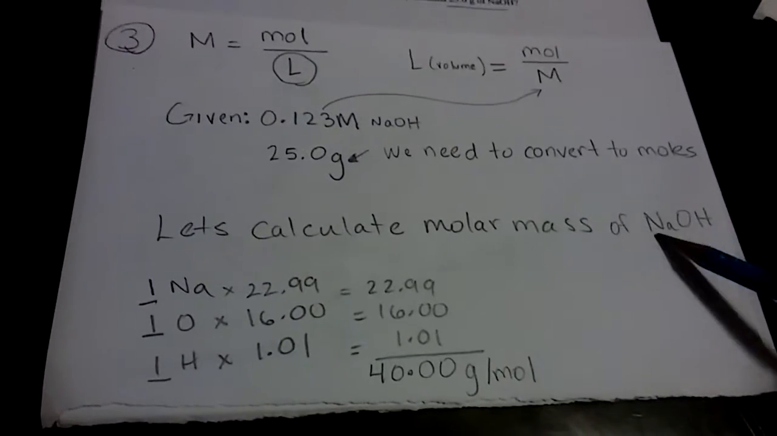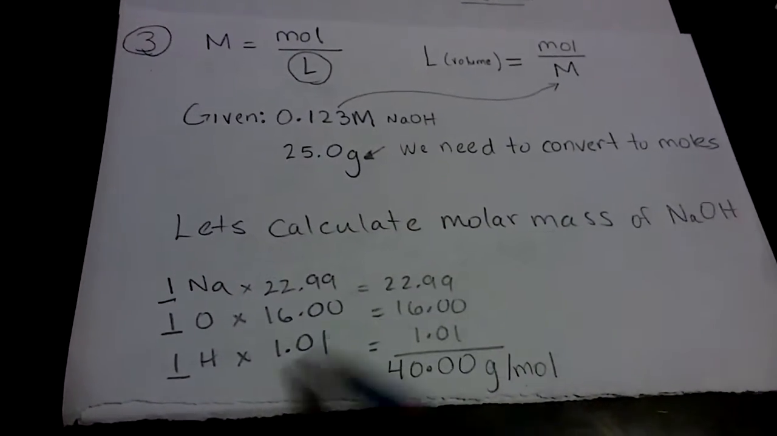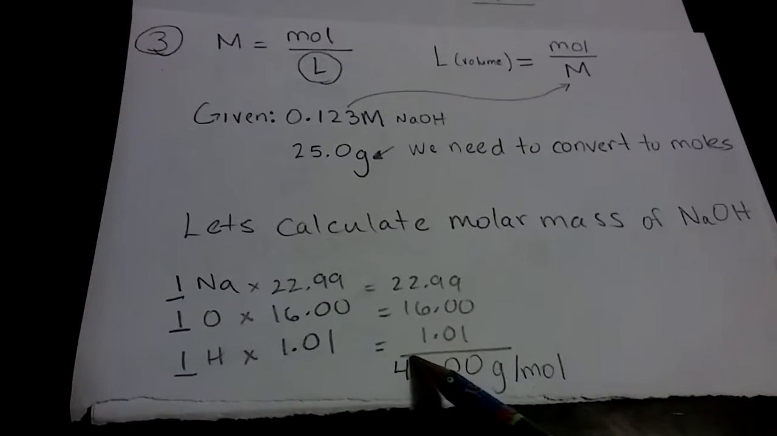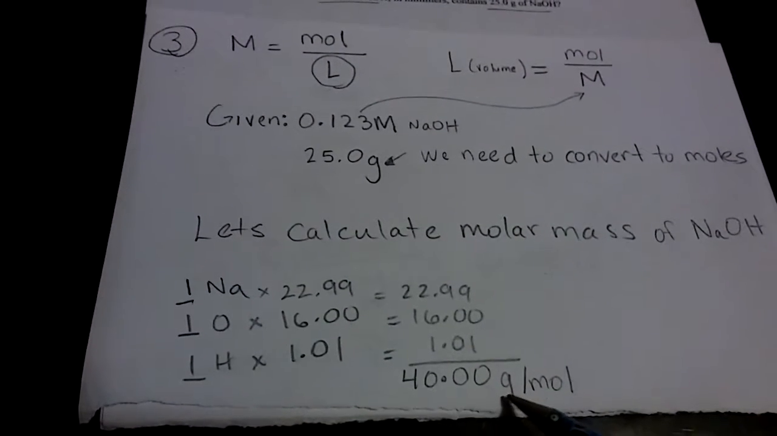Okay, so calculating the molar mass. We have 1 sodium, 1 oxygen, and 1 hydrogen. We multiply by the mass on the periodic table, which is the same. You add them all together, and then it comes down to 40 grams per mole.